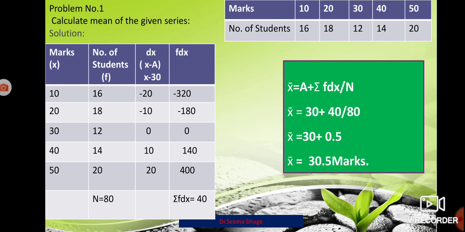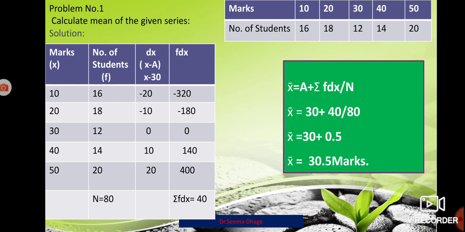Now the next column, f dx, means f multiplied by dx. So we have to multiply the deviation of each row with the respective frequency and denote these products by f dx, and enter the same in the column headed f dx. So 16 multiplied by minus 20 is minus 320, 18 multiplied by minus 10 is minus 180, 12 multiplied by 0 is 0, 14 multiplied by 10 is 140, 20 multiplied by 20 is 400.